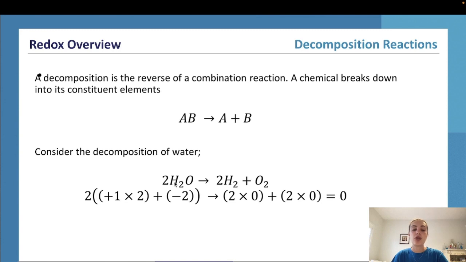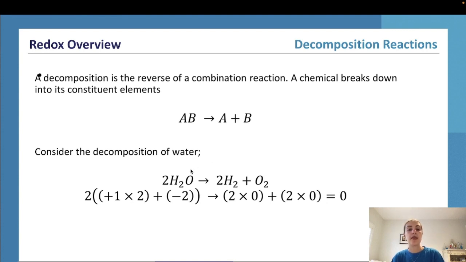So when we're looking at hydrogen, hydrogen is going from +1 to 0. So it's gaining an electron per hydrogen atom. Whereas our oxygen is going from -2 per oxygen atom to 0 per oxygen atom. So we can say that the hydrogen, in going from +1 to 0, is gaining 1 electron per hydrogen atom, whilst the oxygen going from -2 to 0 is losing 2 electrons per oxygen atom.